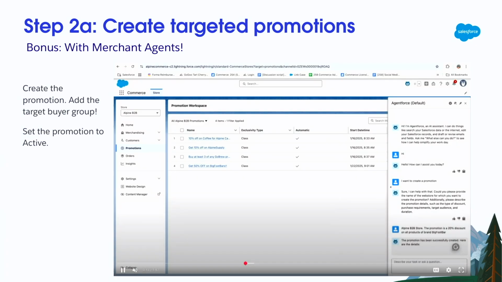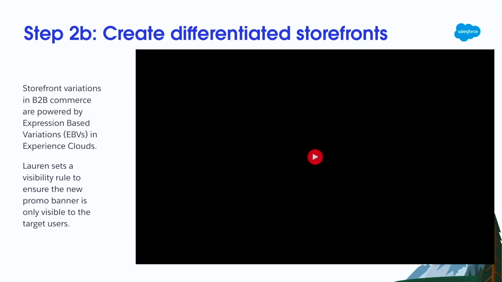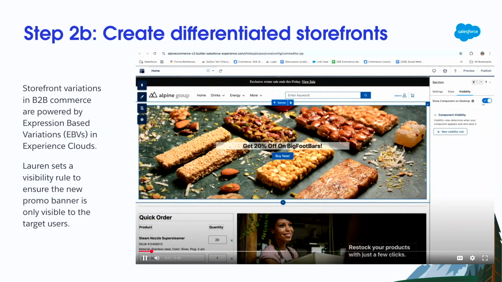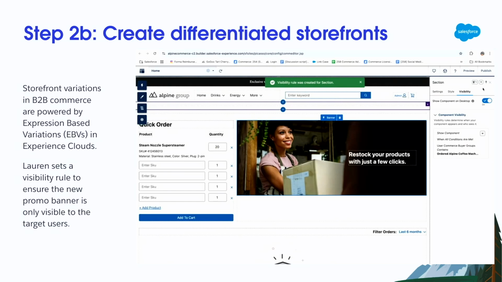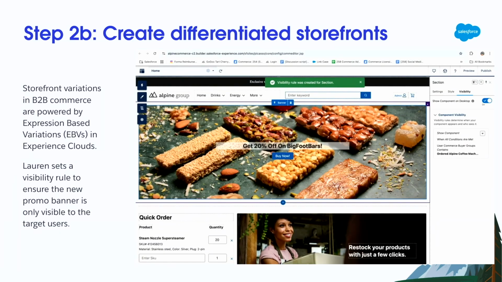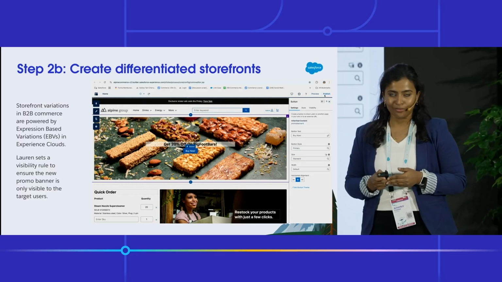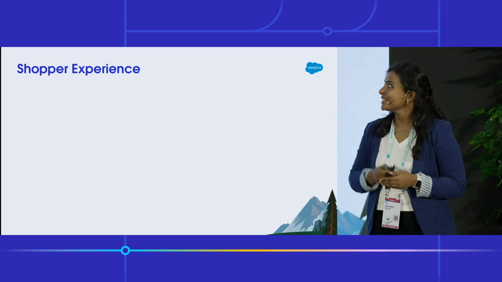Awesome. With that done, the final thing that she has to do to curate the personalized experience for shoppers is create a differentiated storefront. Now she goes to Experience Builder, and she creates what's called an expression-based variation. All of you who are familiar with B2B commerce would know about visibility rules. Any component on the storefront can be associated with a visibility rule that says that, hey, this banner should be shown only to shoppers that are from a particular buyer group. That's exactly what she's done. She's completed that. She goes ahead and publishes the storefront, and she is done with the setup.